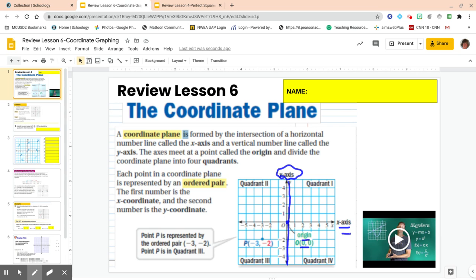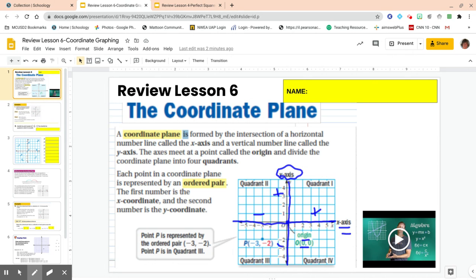We next have an x-axis. The x-axis is just opposite of the y, and it runs east and west. It also has a positive and a negative side. The y-axis has a positive and negative side.